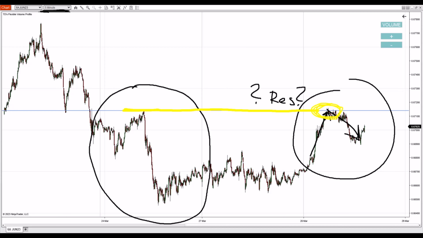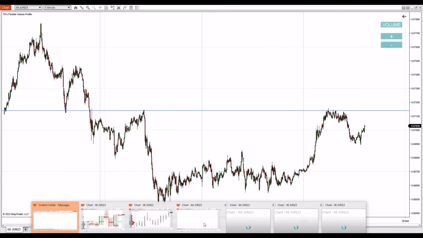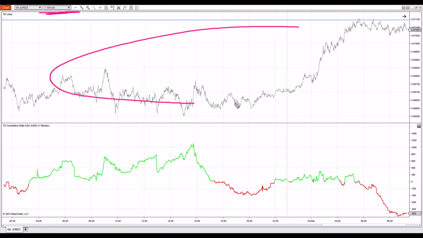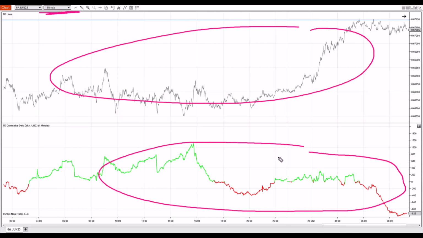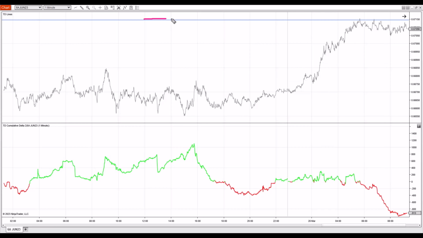You want to see a divergence, which would tell you that sellers are aggressive and they're likely to push the price downwards. So let me load up the cumulative delta chart, and this is what you see. Again, you're looking at a 1 minute chart. This is the price chart. This is the cumulative delta chart. The potential resistance is in here, and here is the price rising towards that resistance.